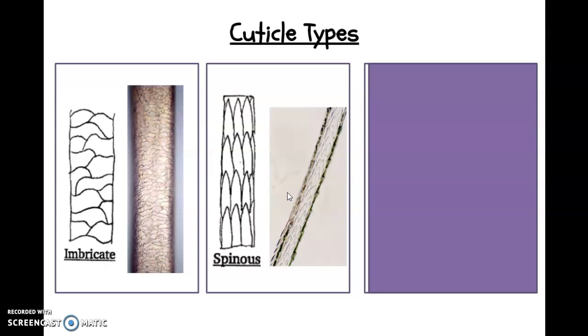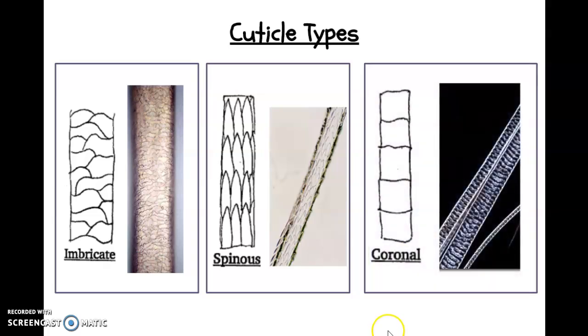This is spinous, and these look like little arrows to me. They look like little pointy spikes, but they're all facing the same direction. And this is an actual magnification of a hair with the spinous cuticle.